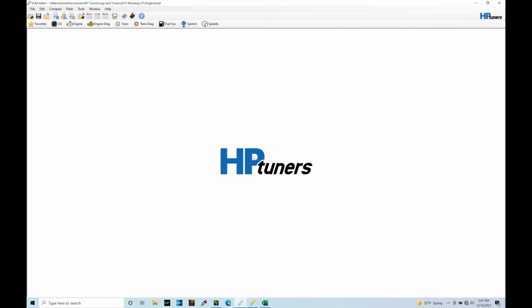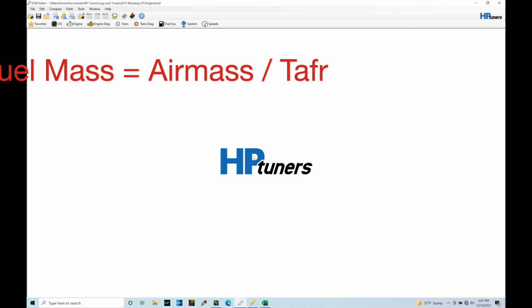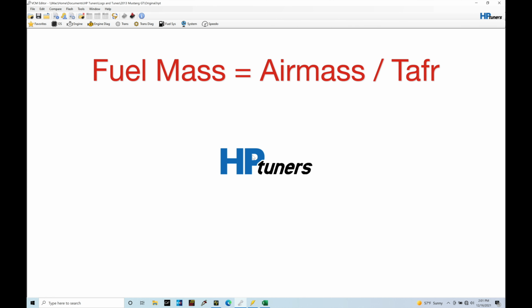So the first thing I want to do is talk about the basics, the fundamentals of what injector data represents and why it's so important that it's programmed properly. The first thing I want to cover here is the underlying equation that represents our fuel and airflow model. That's going to be fuel mass is equal to air mass divided by target air fuel. This is probably the most important basic equation that you need to keep in mind when you're doing any calibrating or tuning on your Ford.